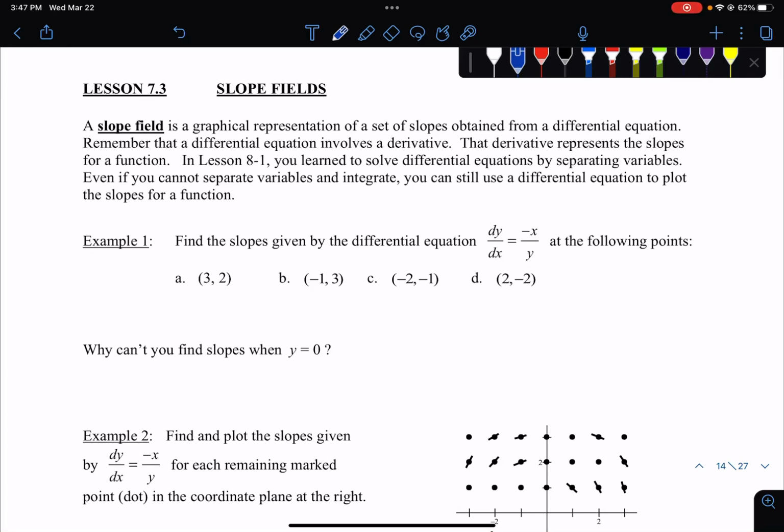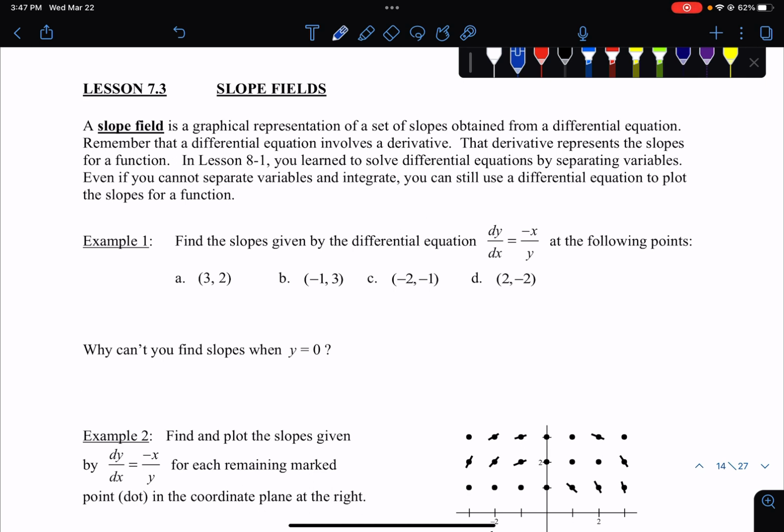All right, guys, so slope fields is 7.3. Kind of a basic concept with some cool applications. We're just going to go through the video here at home. I apologize for having to do this lesson this way, but if we're going to do a lesson at home, this is the kind of lesson that you want it to be.